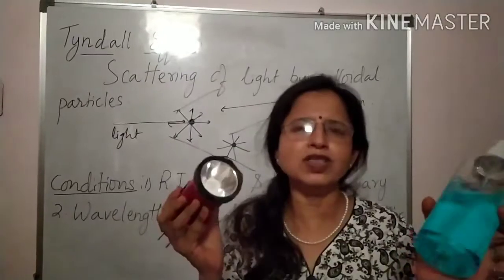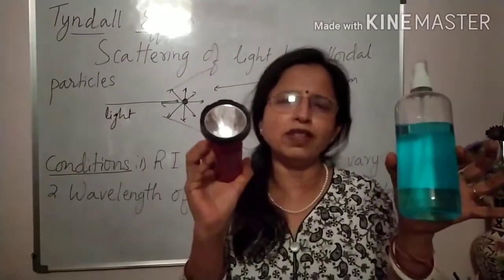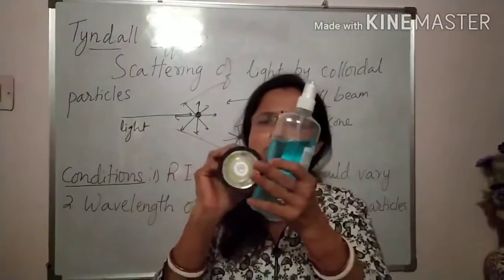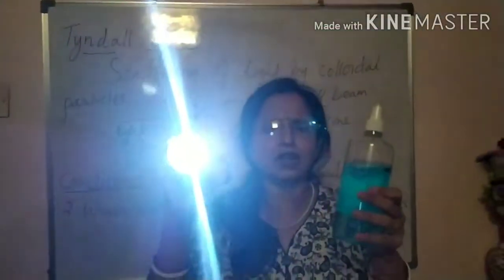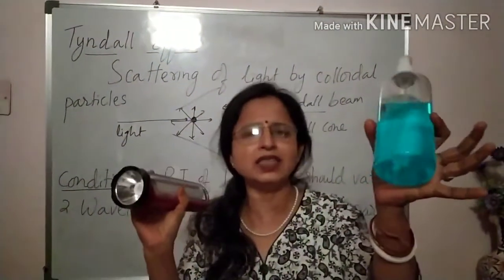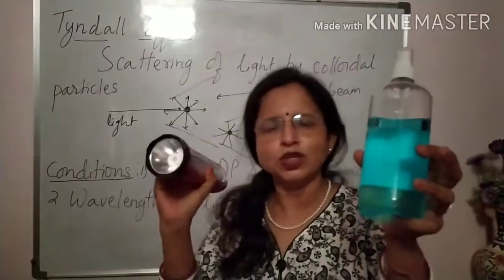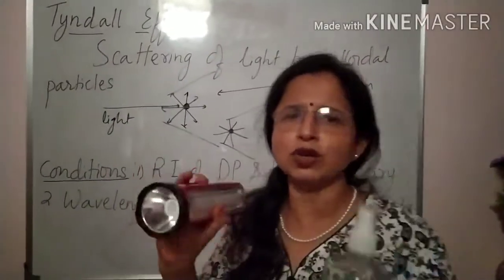Now I will demonstrate the Tyndall effect with only two systems. This is one torch light, you can see the torch which is passing in a straight line. I'll show you how it is done. And this is a colloidal system. Nowadays sanitizers are very famous. So with these two simple things, I'll show you the Tyndall effect.